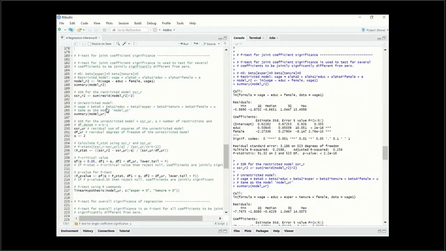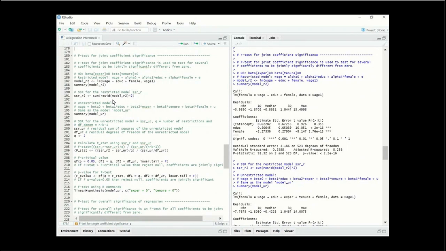So again, the unrestricted model would be the same as we had before. So this is the same as model unrestricted. But the restricted model here, notice how it doesn't have experience and tenure in here, because we restricted those coefficients, beta 2 and beta 3, to be equal to 0. So now we're estimating a new restricted model with 2 restrictions this time, where wage is only regressed on education and female. So again, we don't include experience or tenure here. And summarizing this model, here are the results that we have from this model.